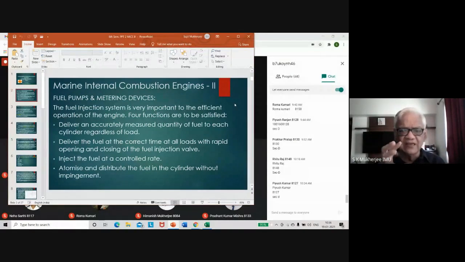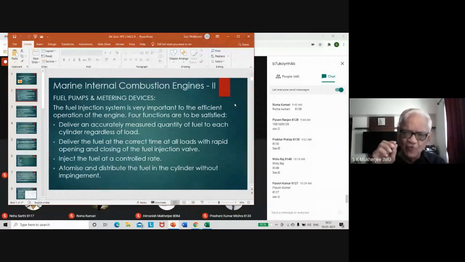As quickly as it delivers, it should stop. That is what is required of the fuel injection valve. Number three, inject the fuel at a controlled rate. Now, controlled rate here would be considered in terms of microseconds. Now start thinking in terms of microseconds.